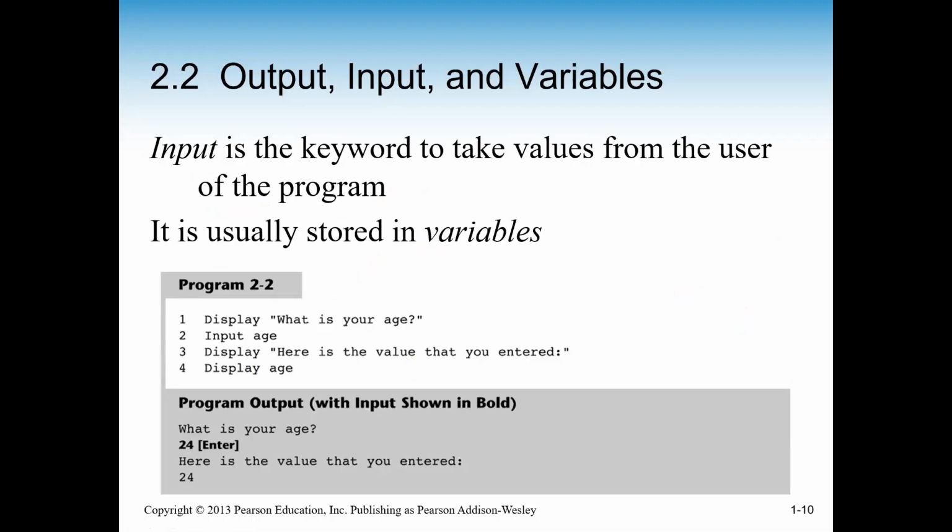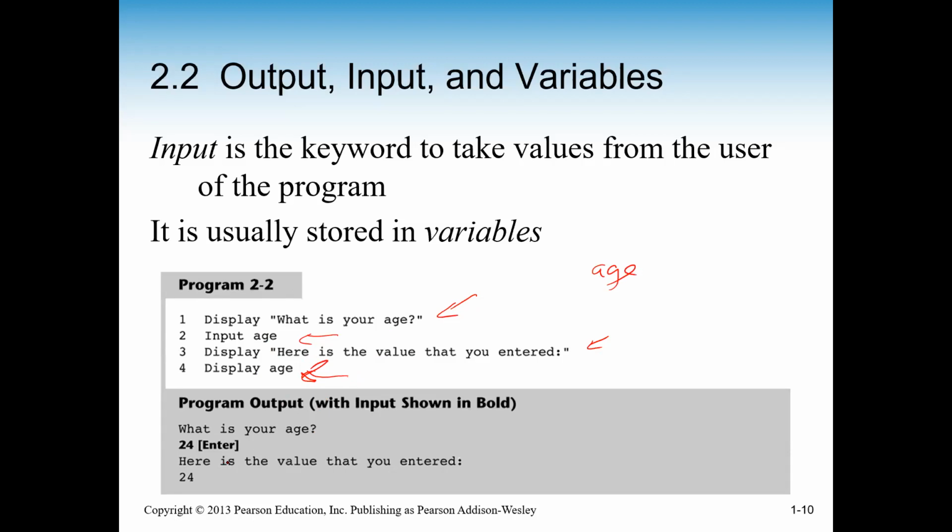So input is the keyword that we're going to use in pseudocode to take values from the user of the program. So remember, that's kind of the distinction when we're talking about input, is that we're reading everything from the user. And then you store it usually in variables. So you can see here, for instance, we have a display, which is an output. Then you have input age. You're assuming that age has been defined as some variable, or you're going to be using it as a variable. Then you have another display, another output. Here's the value that you entered. And notice that now, instead of inputting age, we're just displaying it.